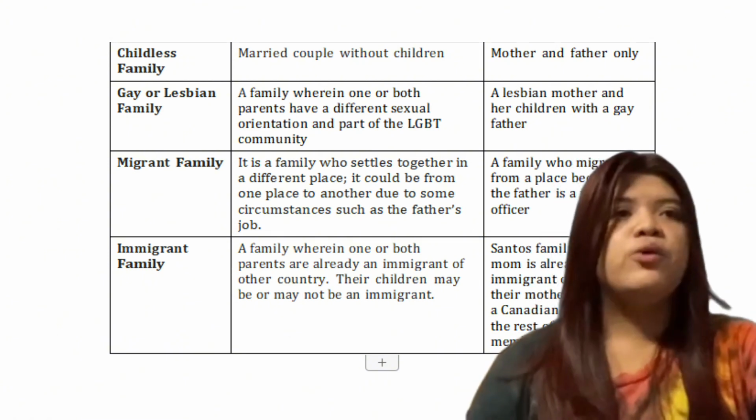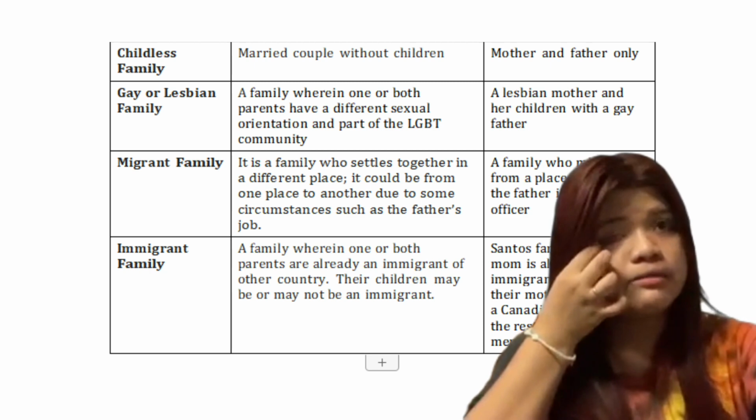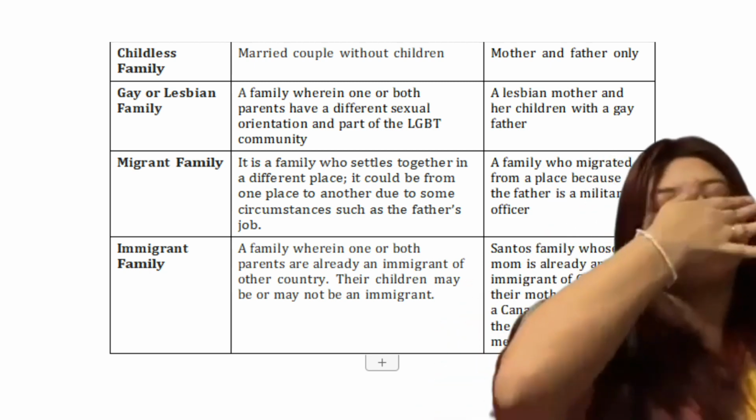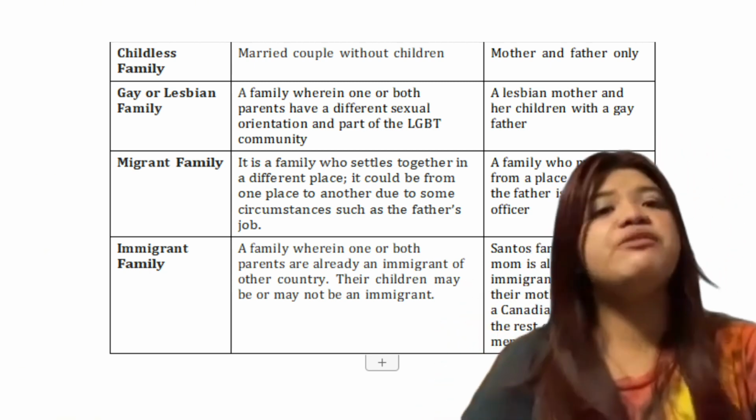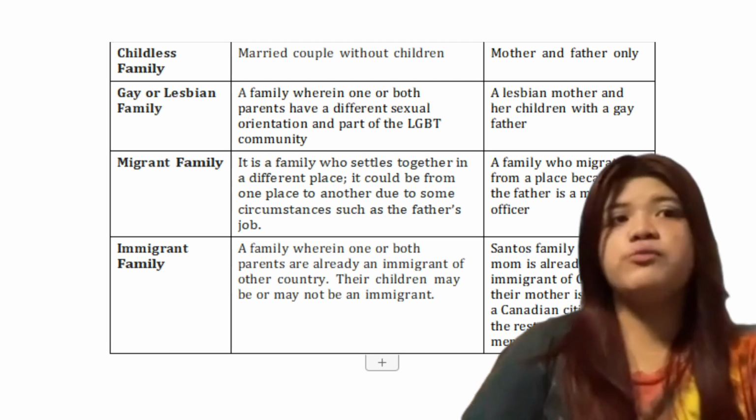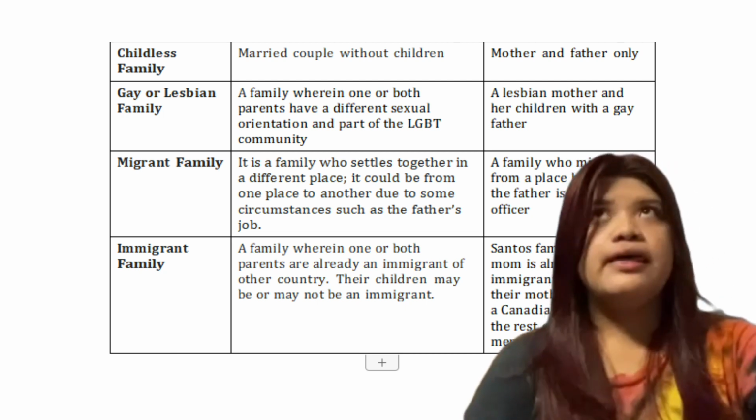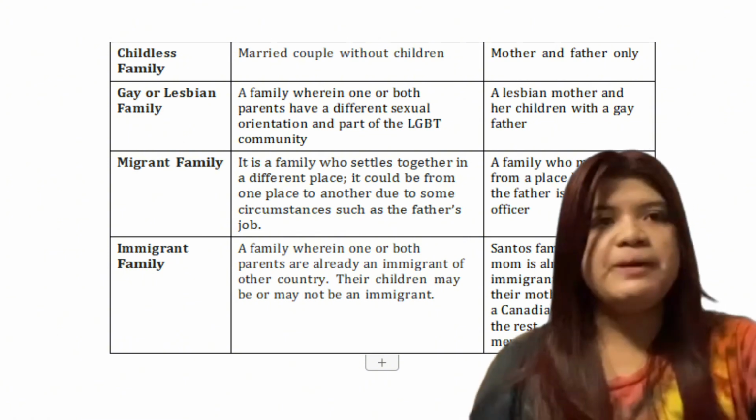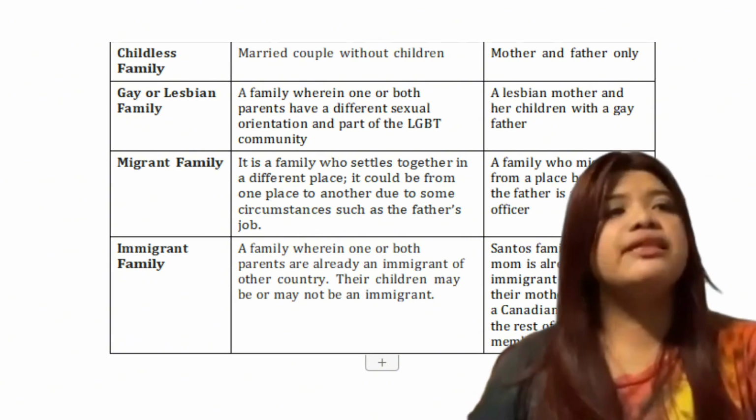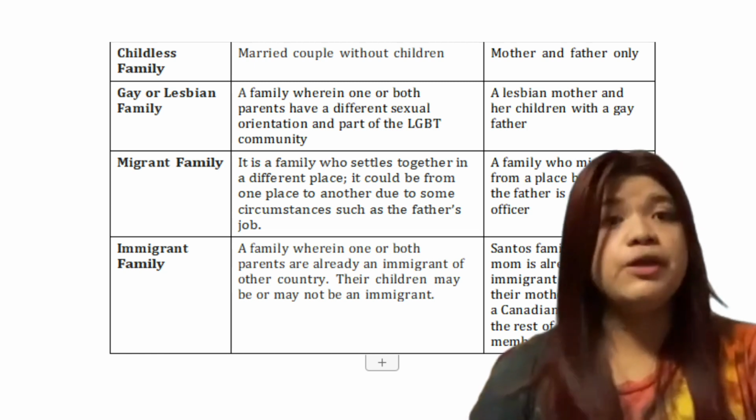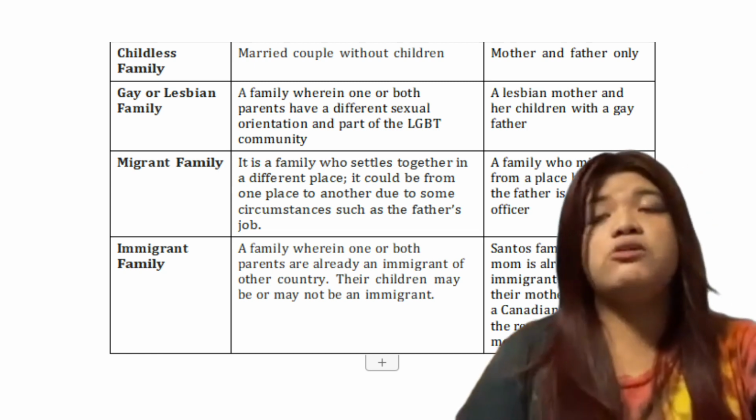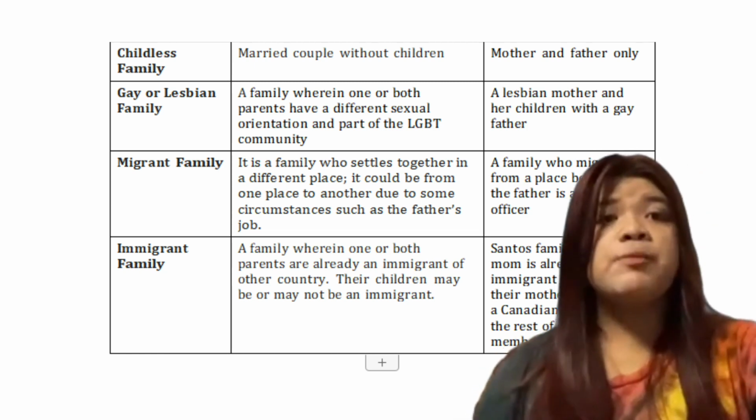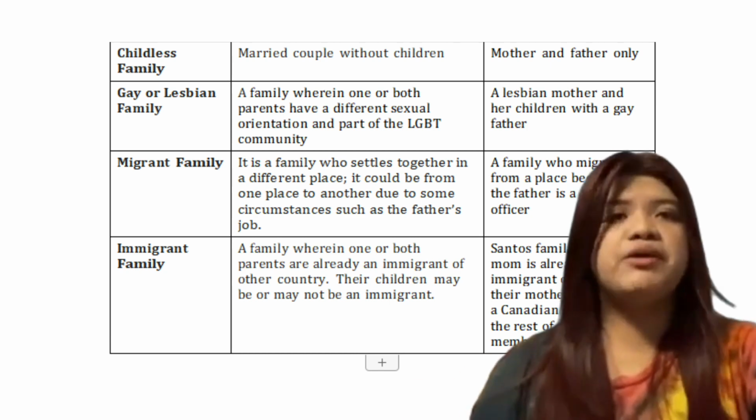Then the last one is the immigrant family. A family wherein one or both parents are already an immigrant of another country. Their children may or may not be immigrants. For example, Santa's family, whose mom is already an immigrant of Canada. Their mother is already a Canadian citizen, but the rest of the family is not. That's what you call the immigrant family.